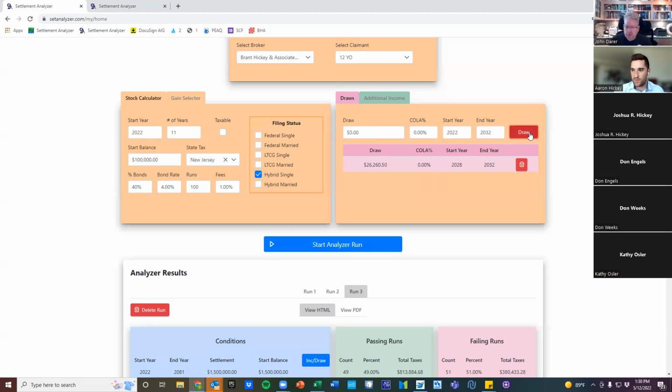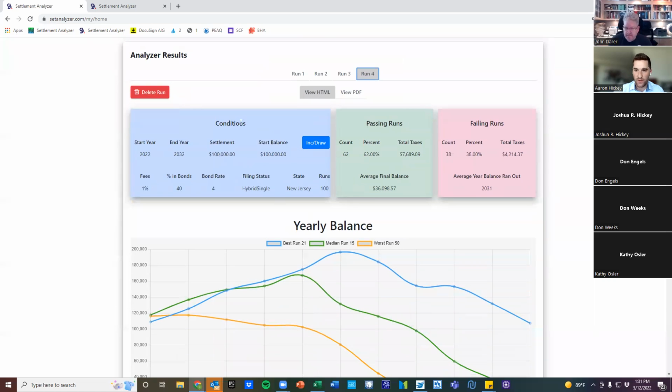So once we set that in, we can hit our draw button, and you'll see right there, it simply comes down and shows you where the information, or where the draw, is going to be pulled from. Once again, very, very simple. You just hit your Start Analyzer button, and you'll see that the fourth run here appears. We'll scroll down. We have all of our conditions at play here.